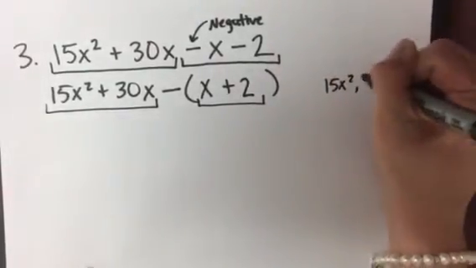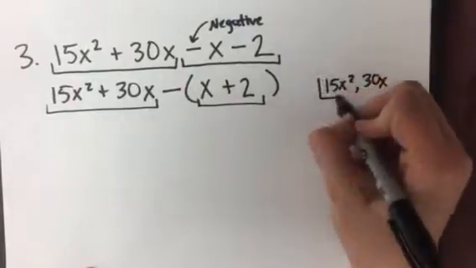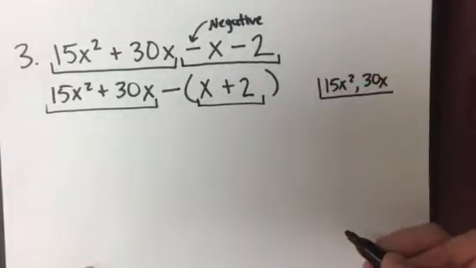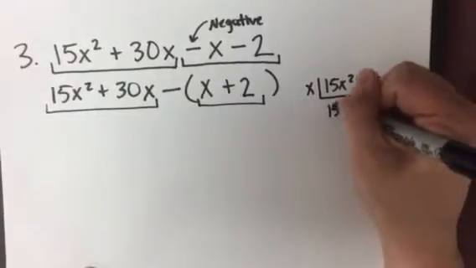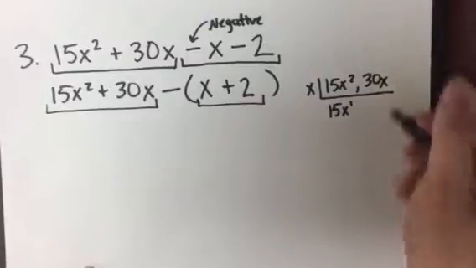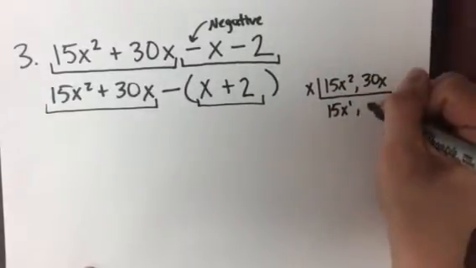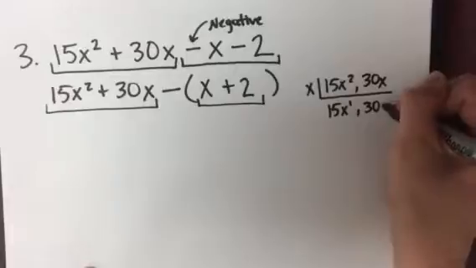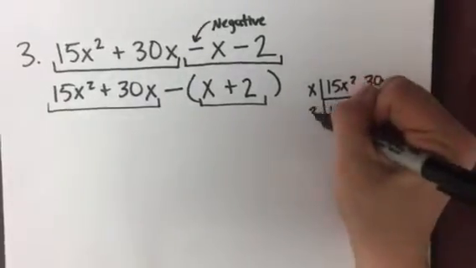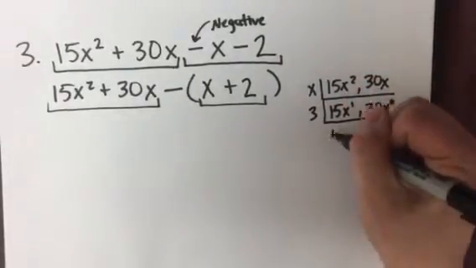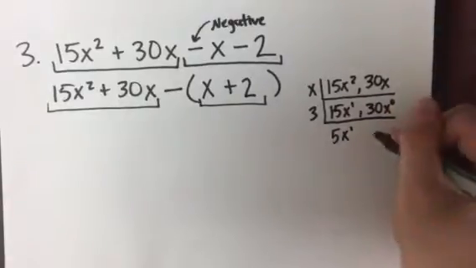15x squared and 30x. Let's look for a variable first. They both have an x, so dividing 15x squared by x gives us 15x to the first. 30x divided by x gives you 30x to the 0, which is just 30 times 1. Now let's look for a number. A prime number that can go into 15 and 30 is 3. 3 goes into 15 5 times. 3 goes into 30 10 times.